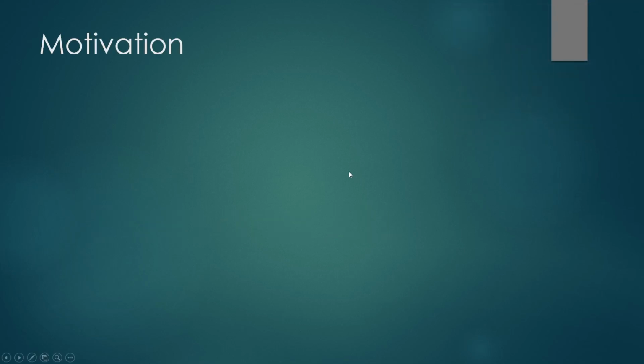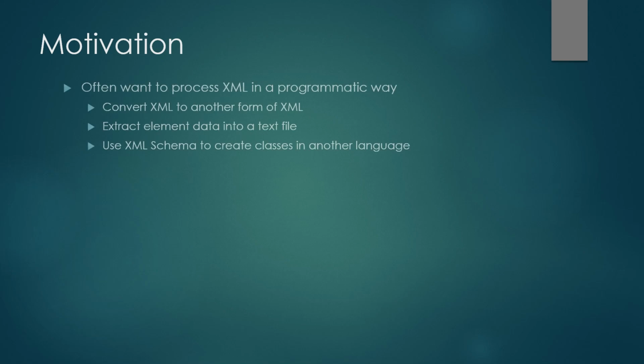So the motivation for this talk is to think about how we might want to change or process or do something with XML. We often want to process this data inside of an XML file in some sort of programmatic way. One example is to convert one form of XML into another form. Another might be to extract element data into some sort of text file.